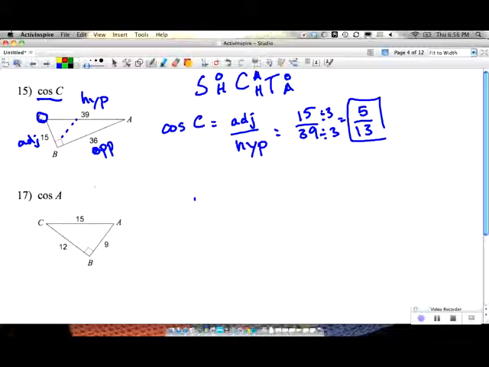This next one I'm going to do in red, just to add some contrast here. Notice that we're looking at angle A. So that's the one that we're going for. That means from angle A, the 12 is now opposite, the 9 is adjacent, and the 15 is our hypotenuse, of course, because it's across from the right angle.